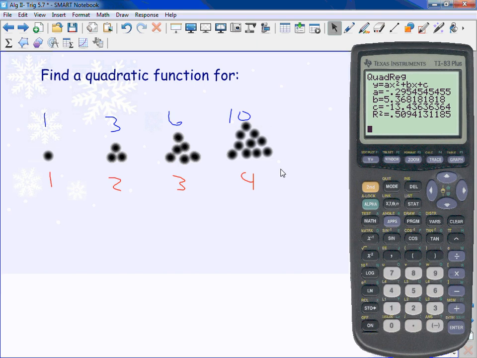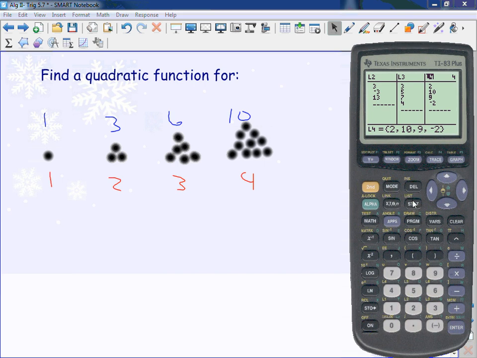Put them into L1 and L2. So stat, edit. I can just type right over. What's going to be L1 and what's going to be L2? The ones on the bottom are my L1s because this is my first one, this is my second one, this is my third one. So I have 1, 2, 3, 4.